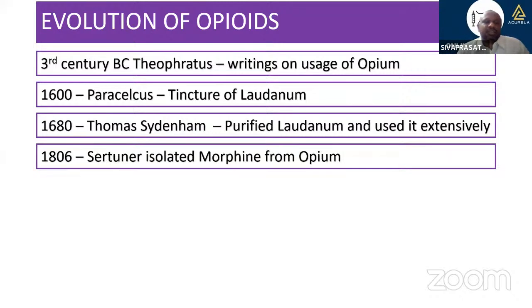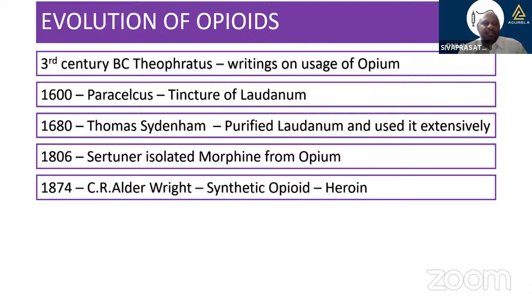It was in 1806 that Sertürner, a pharmacist, isolated morphine from opium. This is the starting point of the active pharmacology of the opium alkaloids. And in 1874, heroin was the first semi-synthetic opioid to be synthesized.